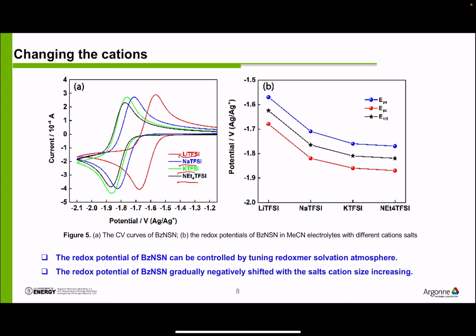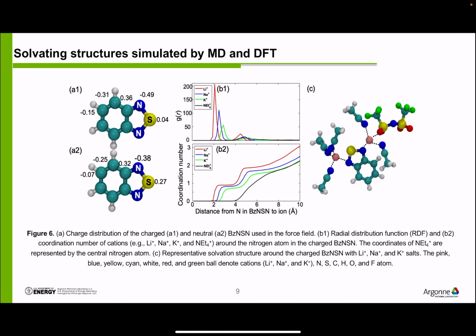As expected, you can see as we go from lithium to larger cations like sodium and potassium, the potential also decreases, which is consistent with our hypothesis. And here we utilize theoretical calculations to take a closer look at what happens. Shown here is the charge distribution of the charged and the neutral state of the redoxmers.